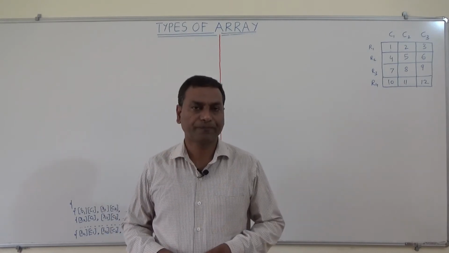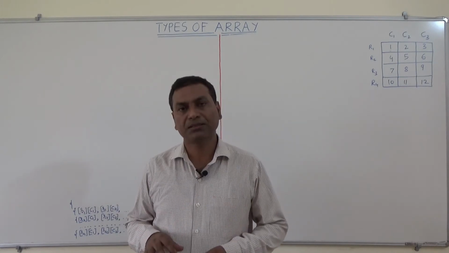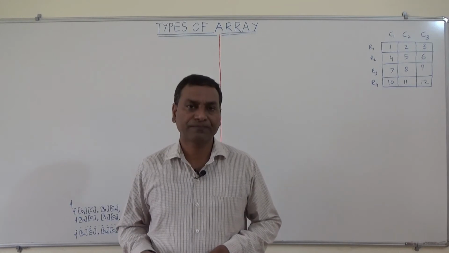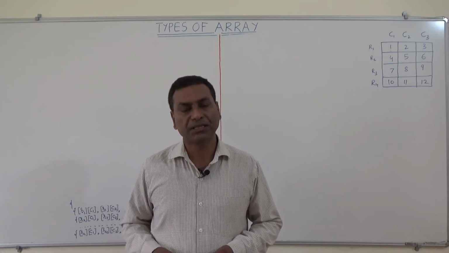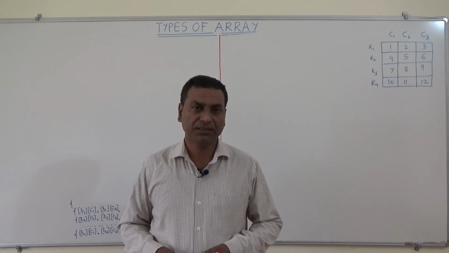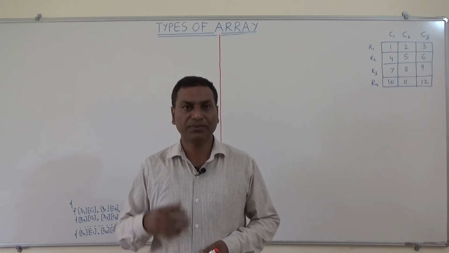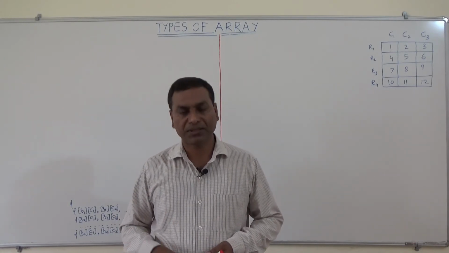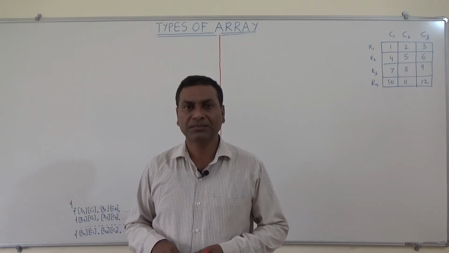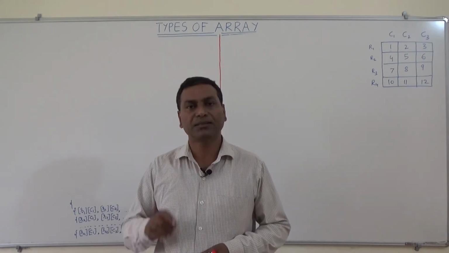Now we will see the types of array. So normally there are 2 types of array. First is single dimensional array and second is multi-dimensional array. Single dimensional array is also known as 1D array, and multi-dimensional arrays are like 2D array, 3D array, 4D array. It depends on the size or the dimension of the array. So here now we will study the 3 categories. First is 1D array, second is 2D array and 3D array.